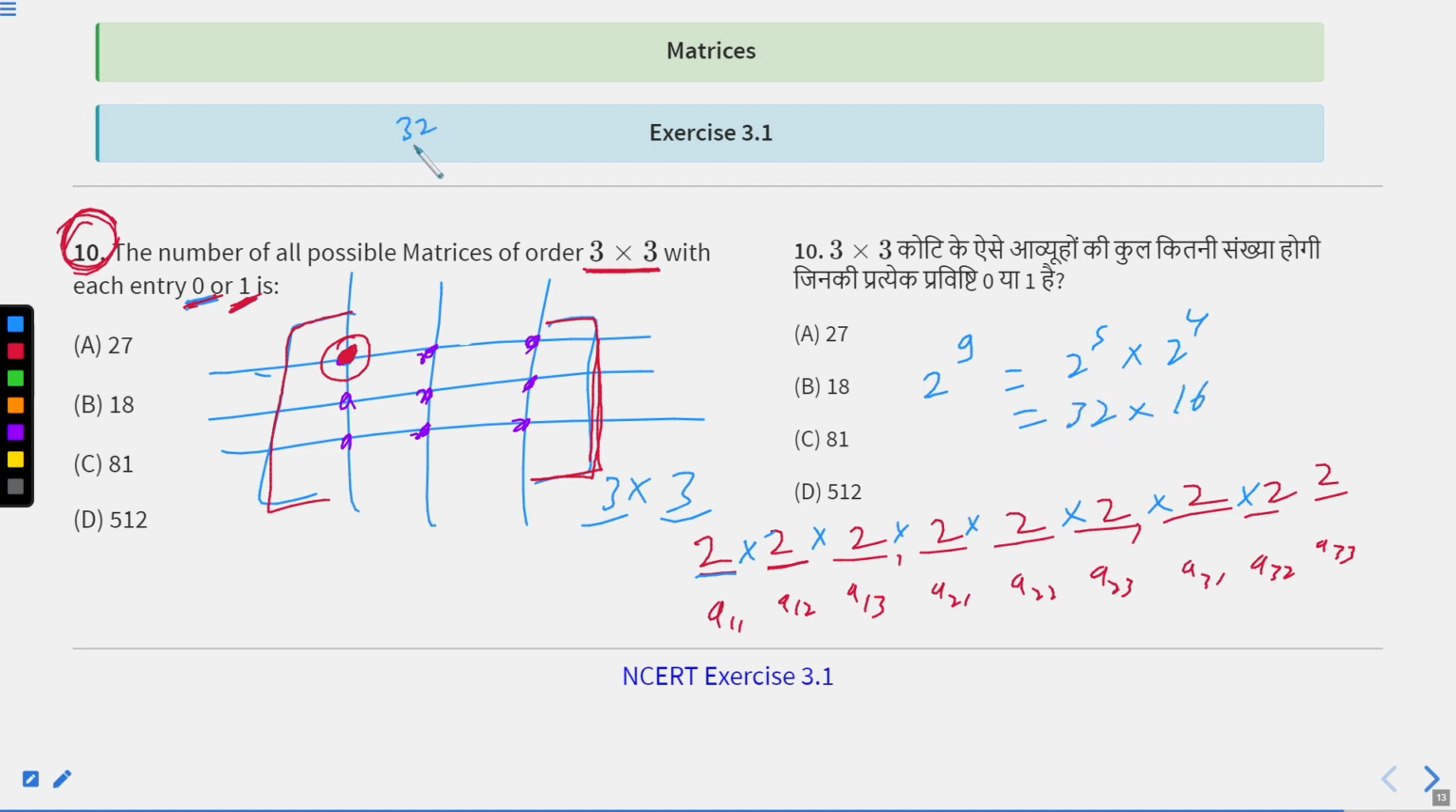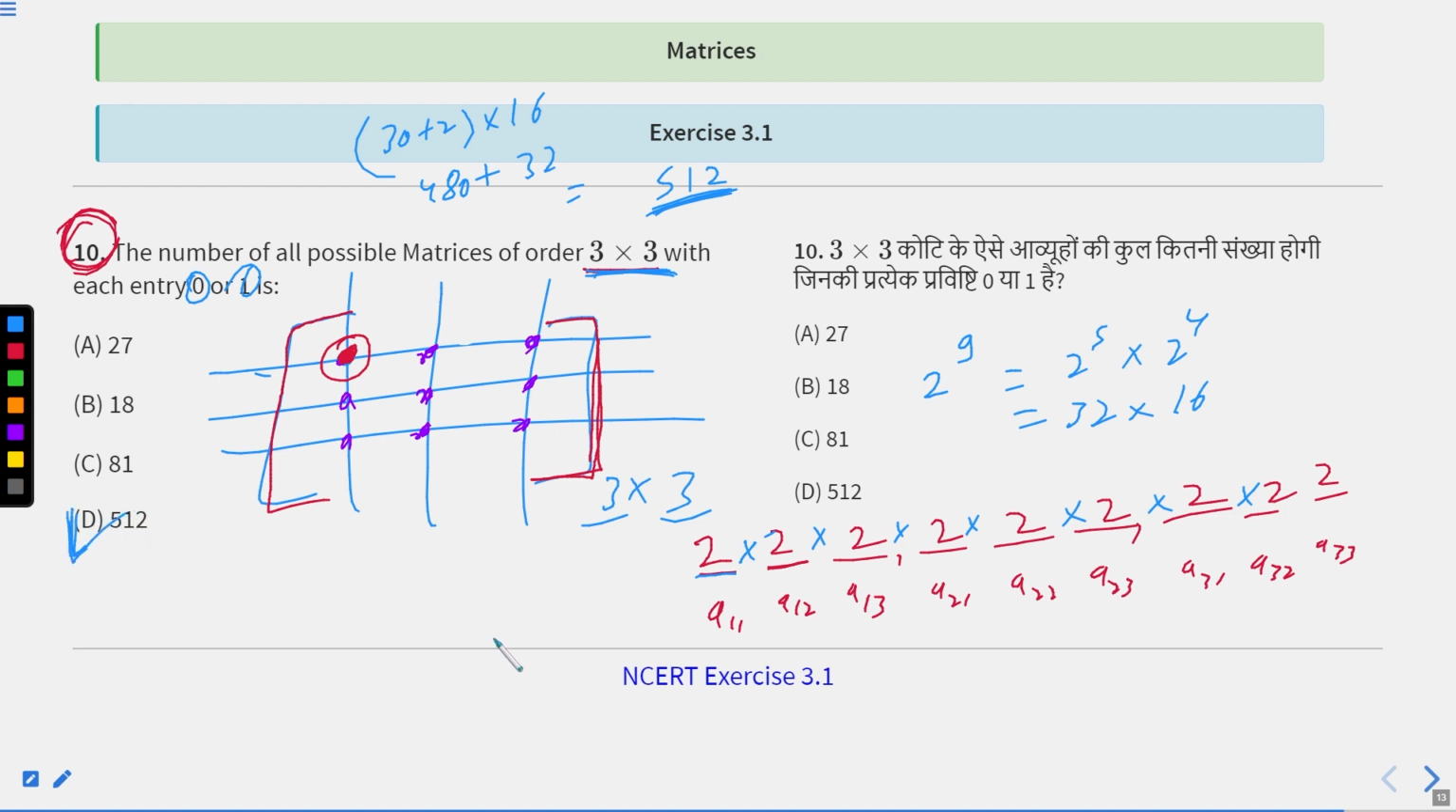So 32 multiplied with 16 will give you, as you all know, 32 is 30 plus 2 multiplied with 16. You will have 480 plus 32. So your answer will be 512, means D option. So the number of possible matrices you can make of order 3 cross 3 having entries from 0 and 1 is 512.